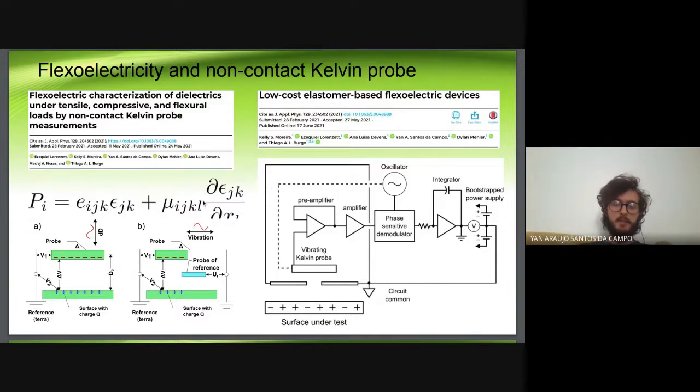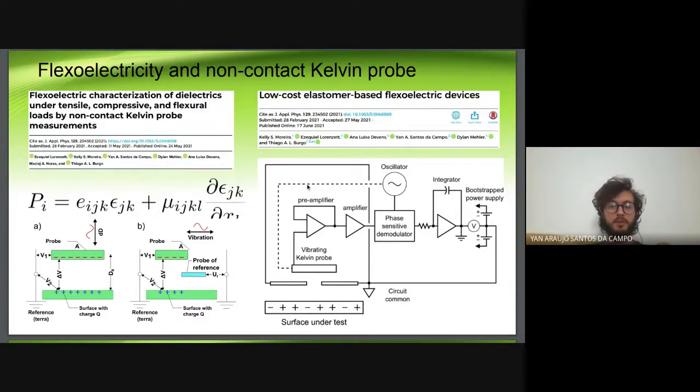Flexoelectricity is a property of a dielectric material whereby it exhibits spontaneous electrical polarization induced by a strain gradient. Flexoelectricity is closely related to piezoelectricity, but while piezoelectricity refers to polarization due to uniform strain, flexoelectricity refers specifically to polarization due to strain that changes from point to point in the material.